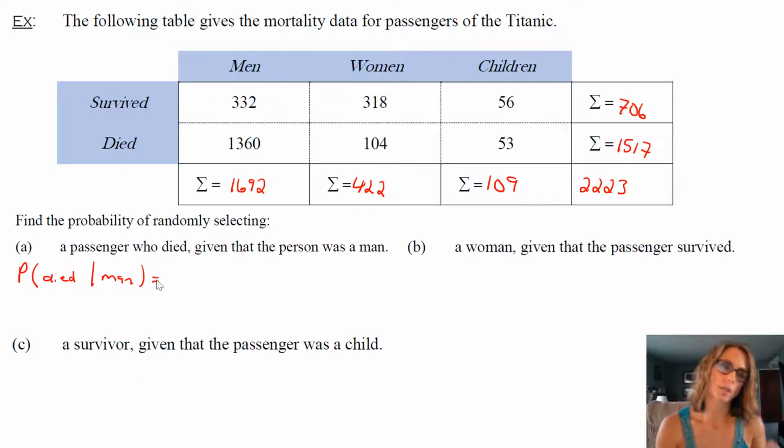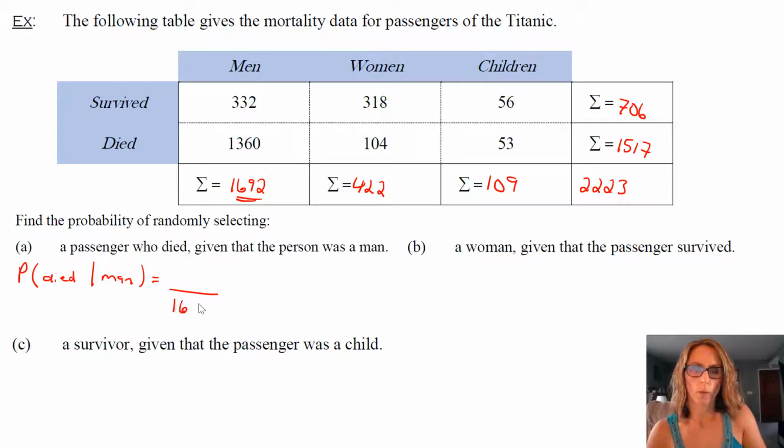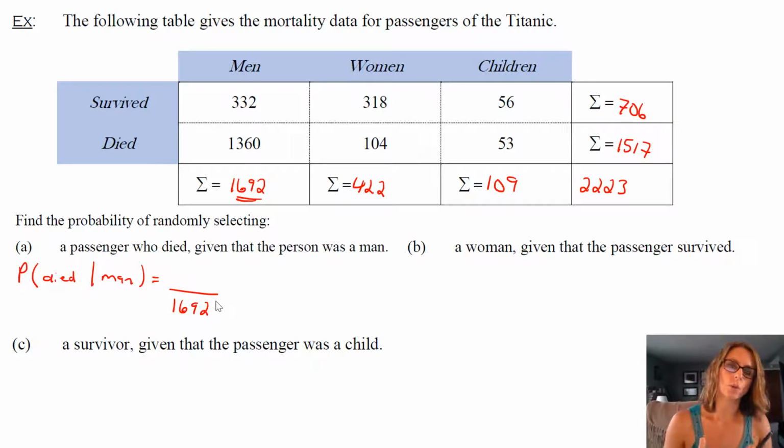So notice my notation there. So we're given that the person was a man. We already know that the person was a man. So it's almost like now we're just taking the men and putting them over in their own separate bag. We're given that it was a man. So we're not even talking about the women and the children now. We know that it was a man. So that becomes our new denominator. So notice that the sample size is being reduced when we have that given.